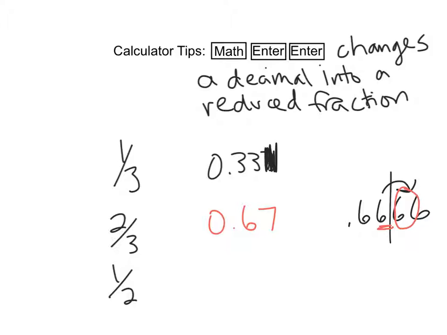And then the last fraction we have is 1/2. And when you divide that, 1 divided by 2 gives you 0.5. We don't have to round that off. It's just already like that in the calculator.